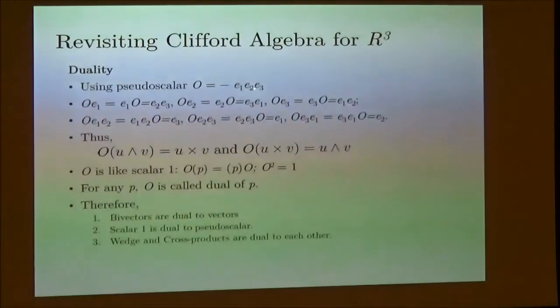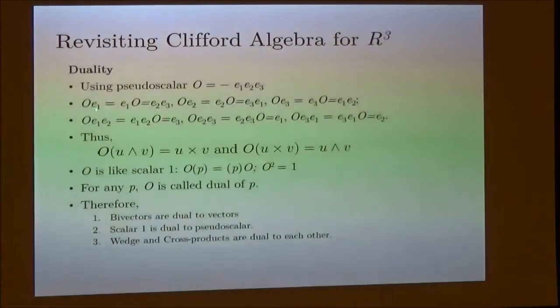And if you multiply minus e1 e2 e3 with e1, you actually get e2 e3. So using this operator, the pseudoscalar operator, you can transform e1 into e2 e3, which is a bivector. So a rank 1 vector turns into a rank 2 element over here. O e2 is e2 O, and that's equal to e3 e1, and the same thing you get for the third. If you multiply O with a bivector, you actually get a vector. So O e1 e2 commutes with e1 e2, and that gives you e3. O e2 e3 commutes with e2 e3 O, and that gives you e1, and the same thing we have over here.